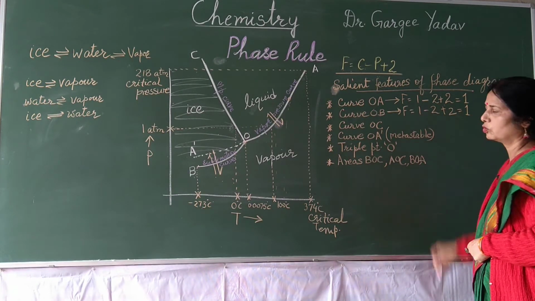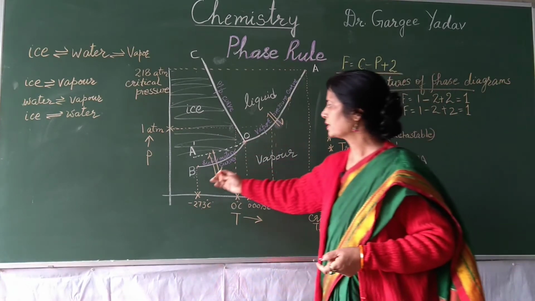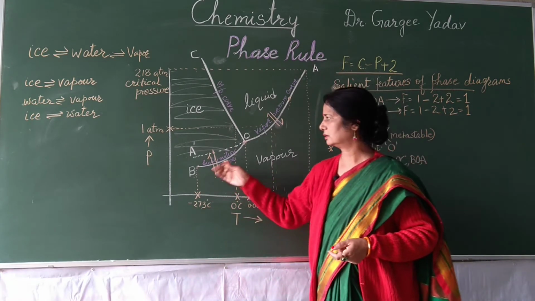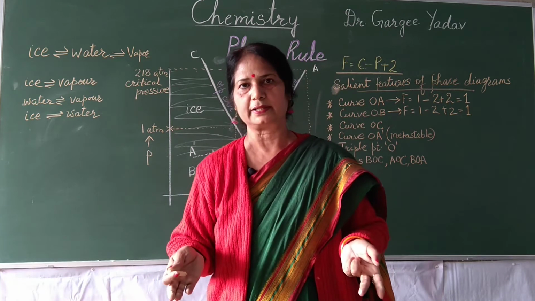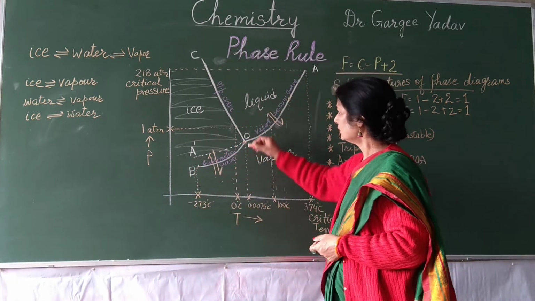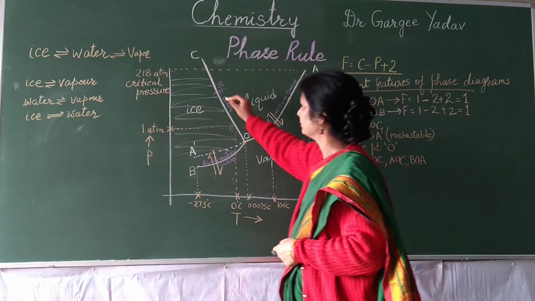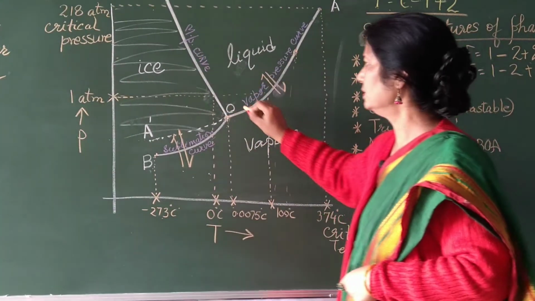That is, the system is monovariant along the curve OB, and if we fix the temperature or the pressure, the other variable will be automatically fixed. Now let's see the curve OC.